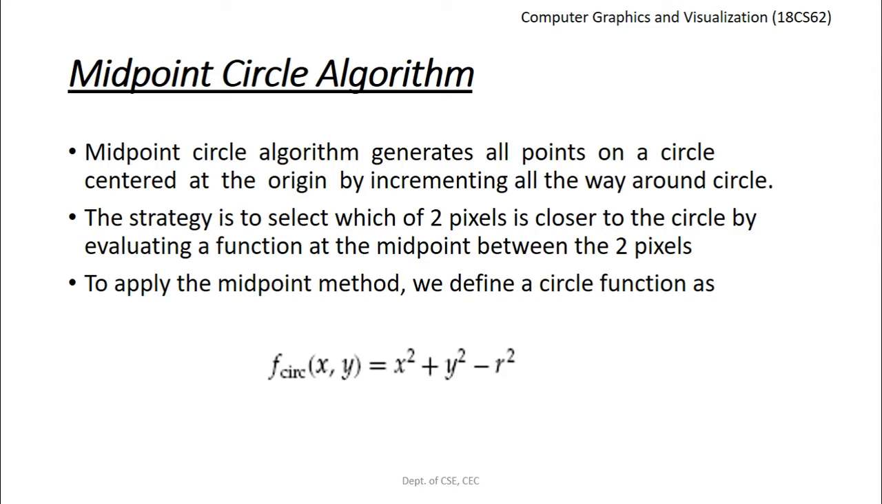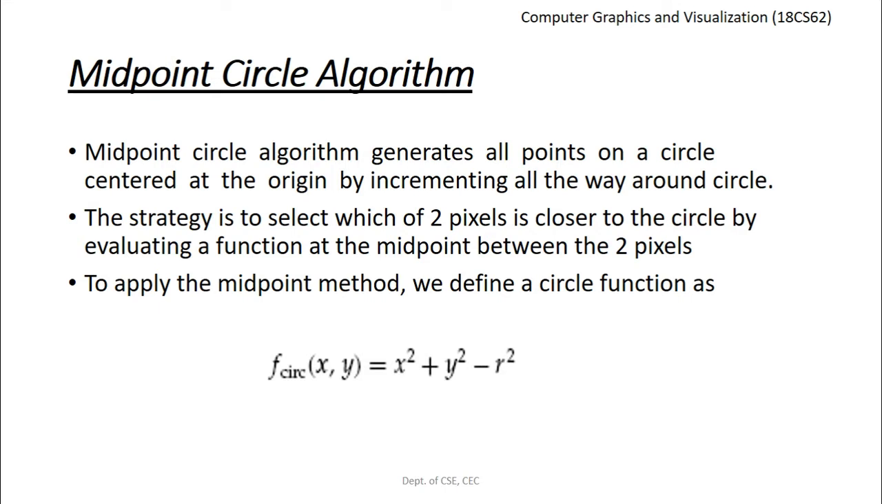The midpoint circle algorithm generates all points on a circle centered at the origin by incrementing all the way around the circle. The strategy here is to select which of the two pixels is closer to the circle by evaluating a function at the midpoint between the two pixels.